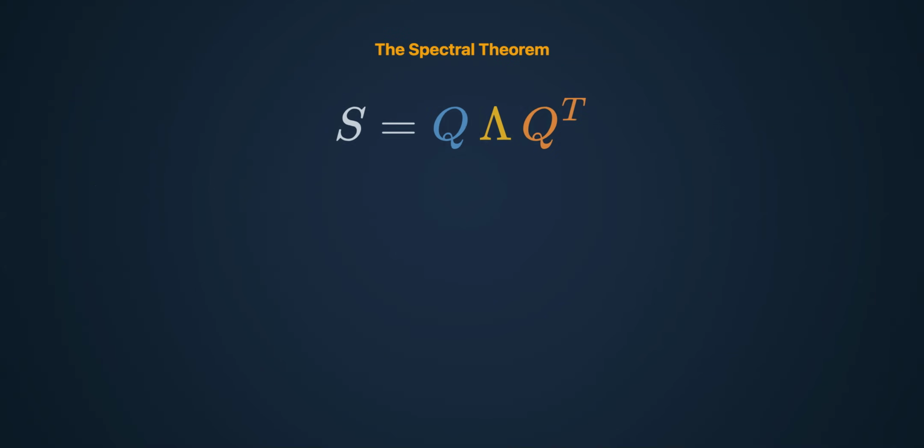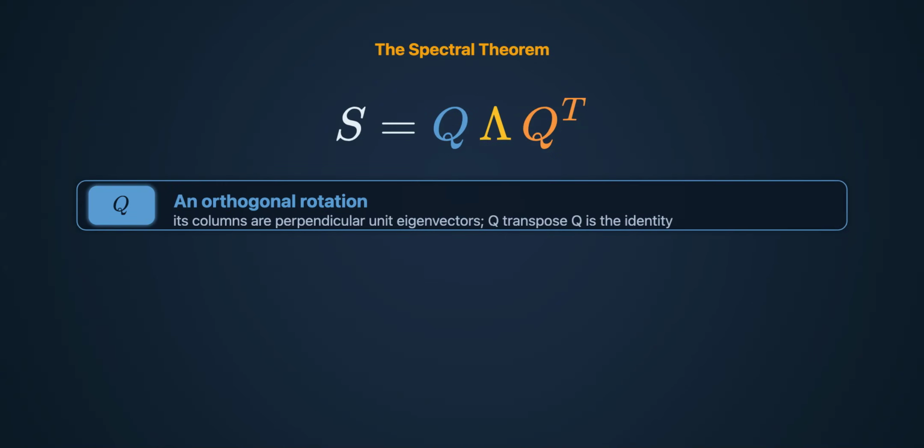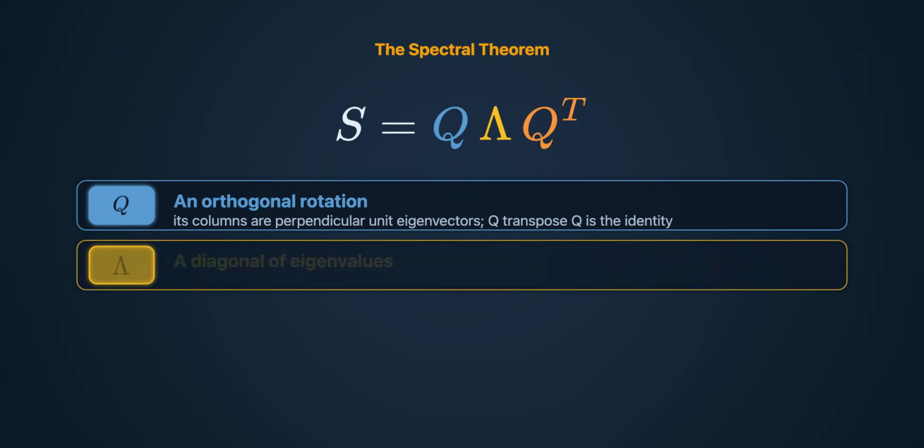One theorem does the heavy lifting. Any symmetric matrix S, one that equals its own transpose, factors as Q lambda Q transpose. Q is a rotation whose columns are perpendicular unit eigenvectors, so Q transpose Q is the identity. Lambda is diagonal, just the eigenvalues, and the spectral theorem guarantees they are all real.